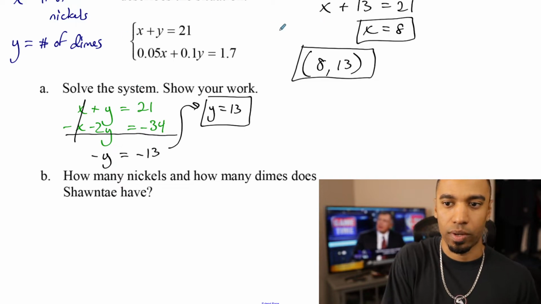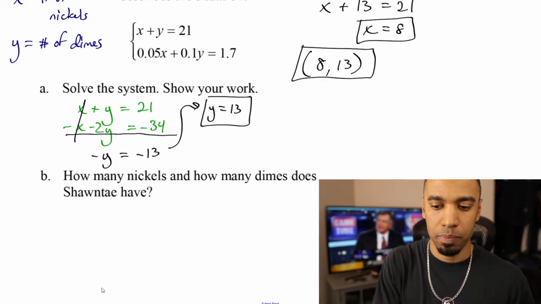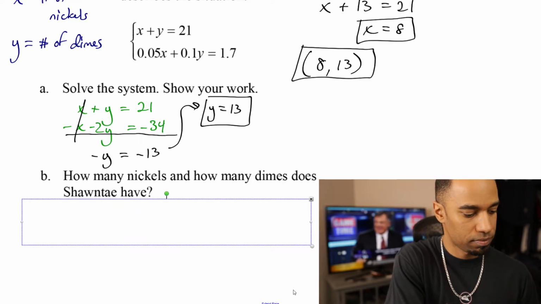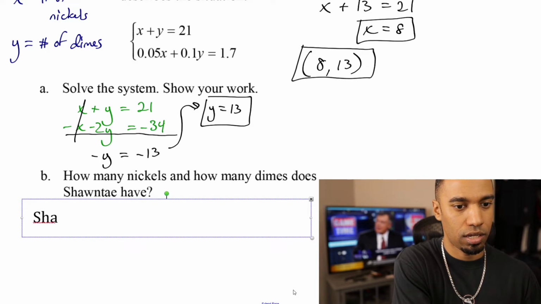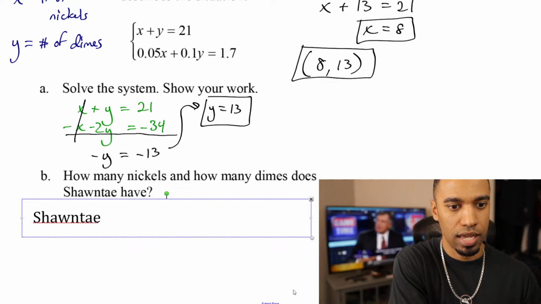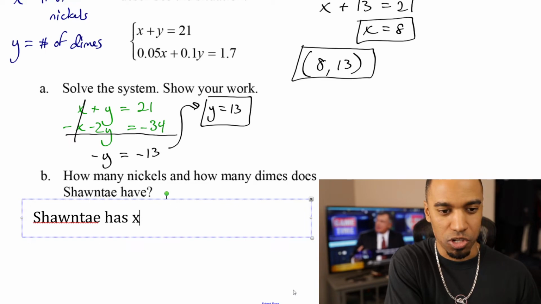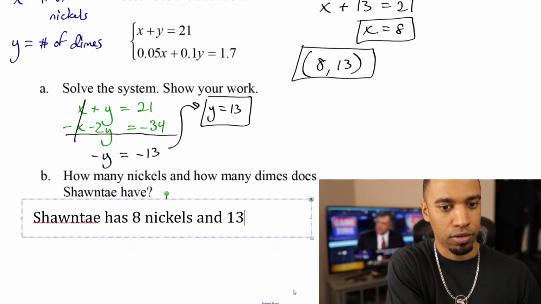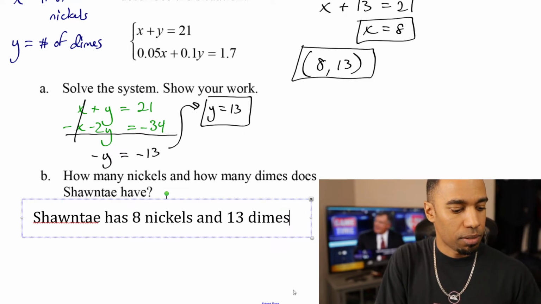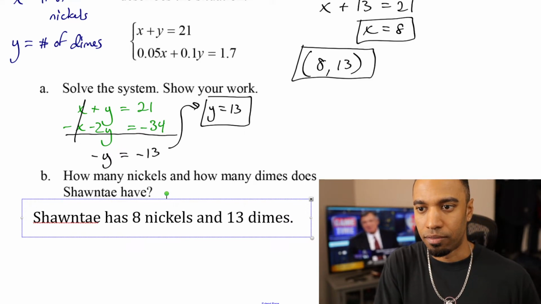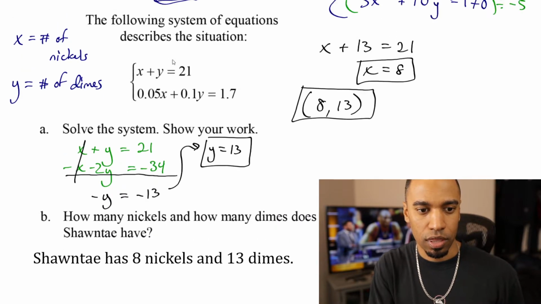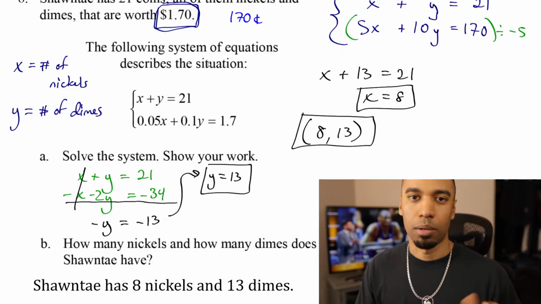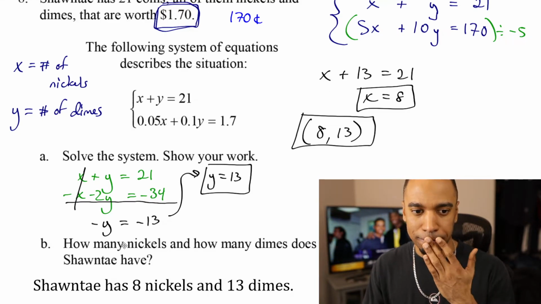And Shante, let's type this one out. Shante has 8 nickels because x is the number of nickels, and 13 dimes. Hold on. How do you spell it? Shante has, of course it's misspelled, 8 nickels and 13 dimes. Now let's double check that. Let's see if that actually works out, because we understand how money works. We can double check this one without thinking about the math too much here.